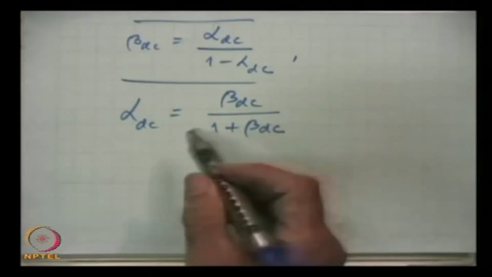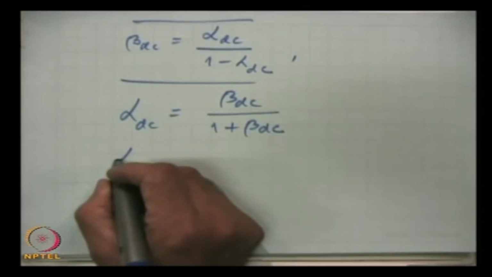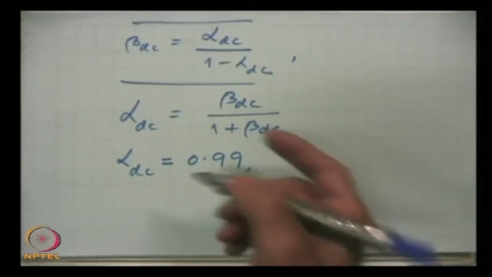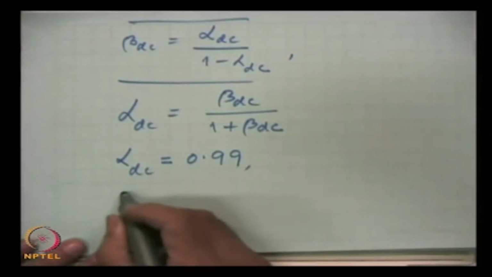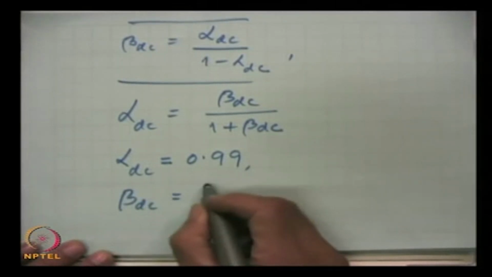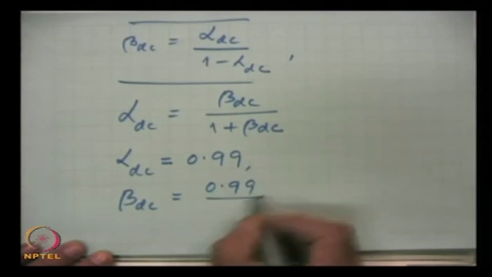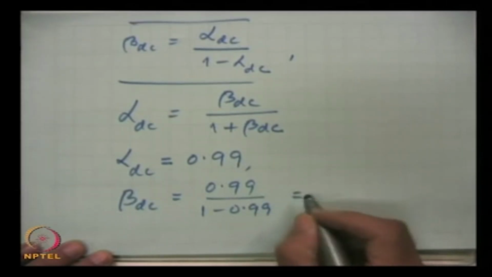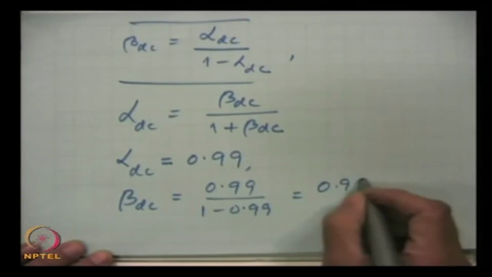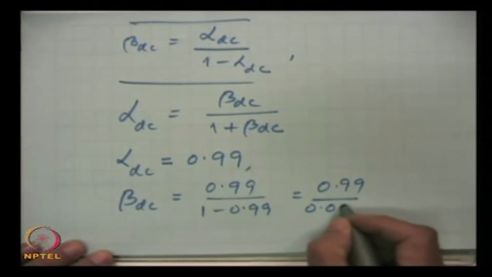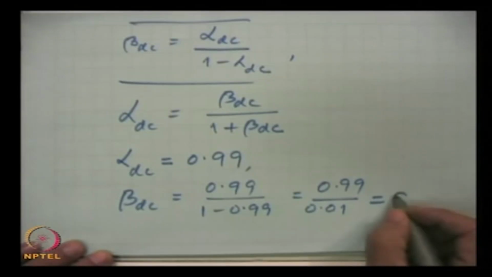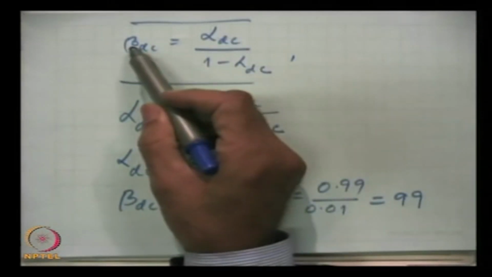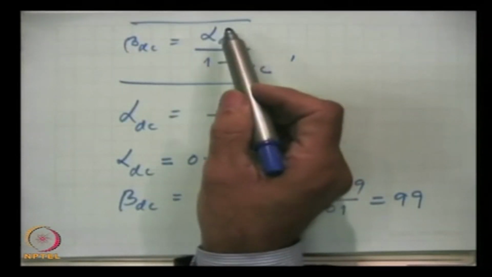For example, if alpha DC has a value of 0.99, then using this equation we can get beta DC is equal to 0.99 by 1 minus 0.99, which is equal to 0.99 by 0.01, which is 99.